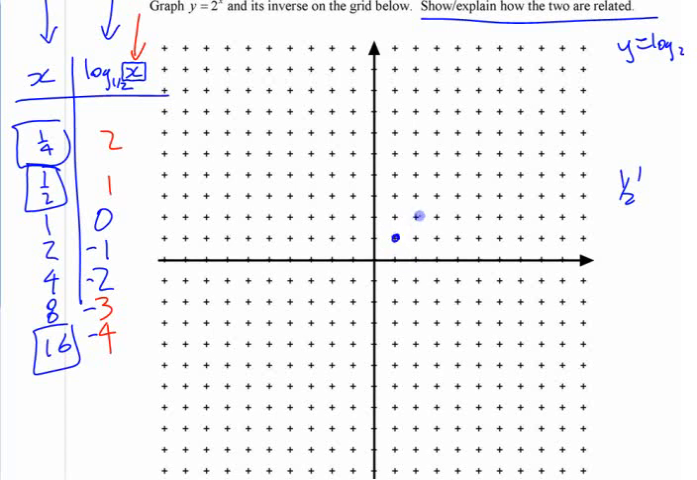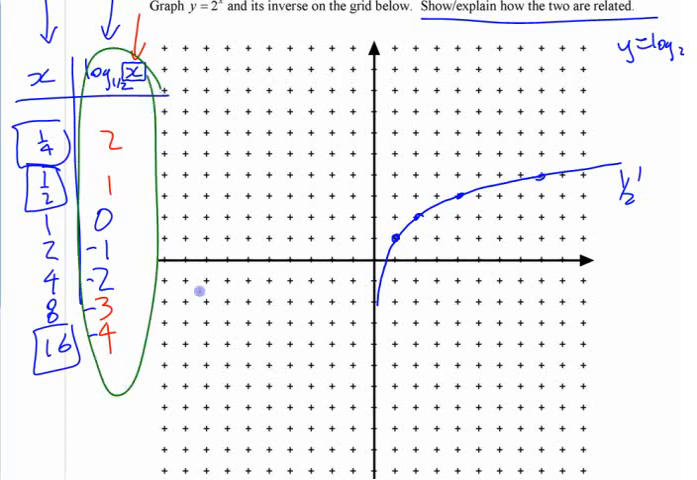Instead of having these points like this, because this is what log base 2 looks like, it's going to be all the reverse points here. The y values are going to be opposite. So instead of positive, it's going to be negative. Instead of positive 2, it's going to be -2. Positive 3, -3. These are all going to be down below here. And the ones that were down below are going to be up above here. So the curve is going to look like this. It's going to be a vertical reflection.